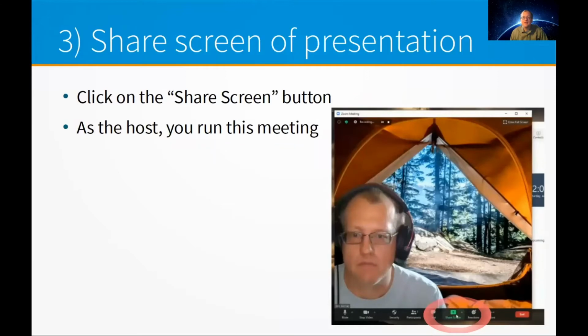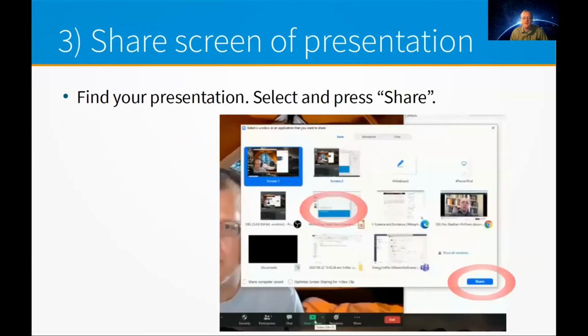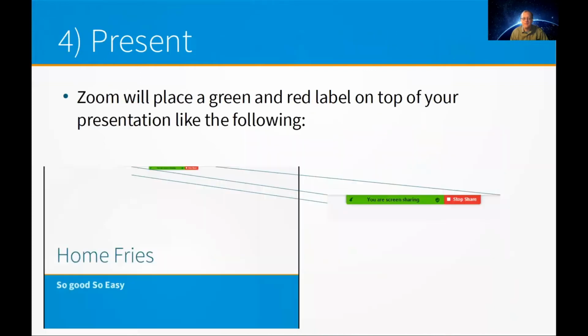Next, we will share our screen. Click the green Screen Share button to bring up the list of displays and applications to share. Here's my list. My presentation is on the second row, so I selected that image. Then I pressed the blue Share button in the lower right corner. If your presentation is not listed, press the Show All Windows image, which is located right above the Share button. Then you'll be able to find your application.